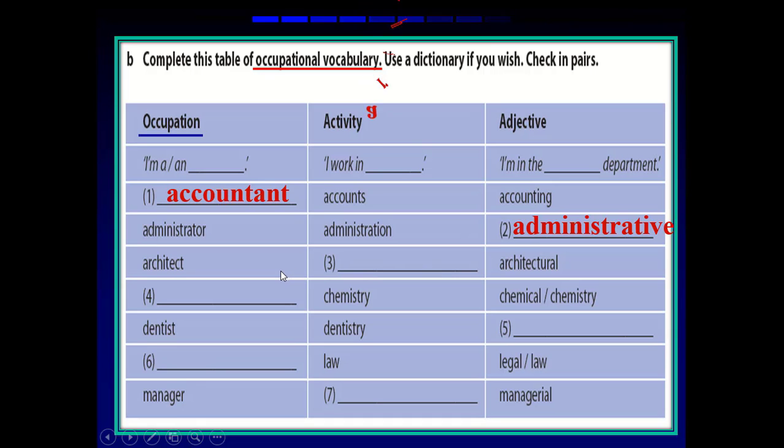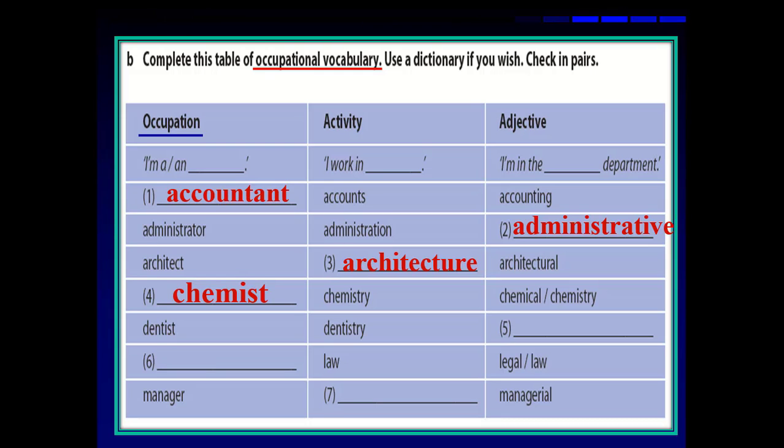Architect, someone who builds houses, like an engineer who builds houses. The activity is architecture and the adjective is architectural. The occupation is a chemist. Activity is chemistry. The adjective is chemical or chemistry.